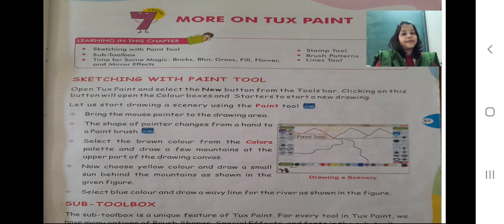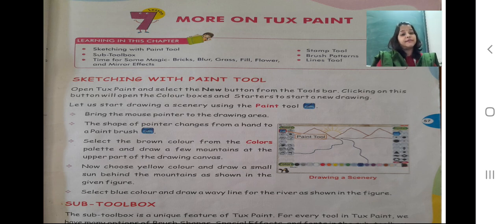Now in this new chapter we are going to learn some more important features of Tux Paint. Firstly, let us begin with sketching with the paint tool. Now what is sketching? Sketching means making a drawing. So we can make a drawing using Tux Paint, but what are the tools that we use? Whenever you want to make a sketch, firstly you have to open the Tux Paint window, then you have to select the paint tool which is present in the tools bar, and then you have to select the color, and then you can make the sketches.